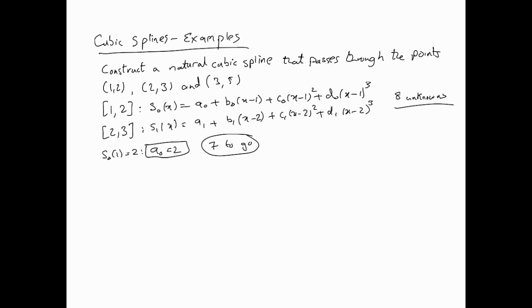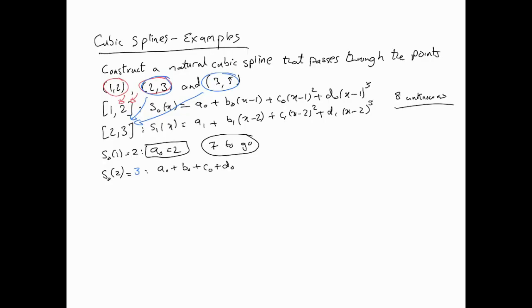Similarly, we'll go to the next point, s0 of 2. Let me clarify something here. You see these two points, (1, 2) and (2, 3). Both are in the region from 1 to 2, and the point (2, 3) overlaps with the other region, 2 to 3. This is where the matching condition will also apply. So s0 of 2 should be 3 according to the data.